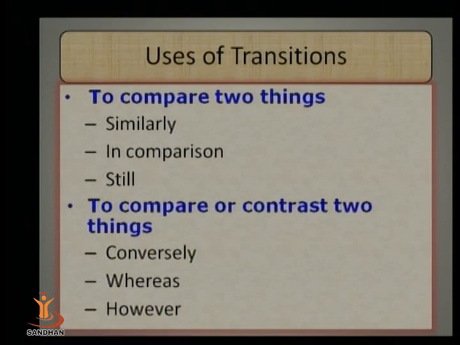When we want to compare two things in a report, we can use transition words like similarly, in comparison, still. And to contrast two things, we can use words like conversely, whereas, however, though, but. These types of transition words we can use while preparing a report to compare or contrast two things.